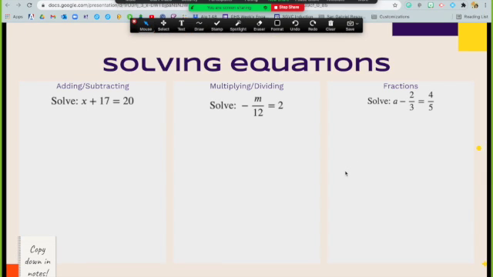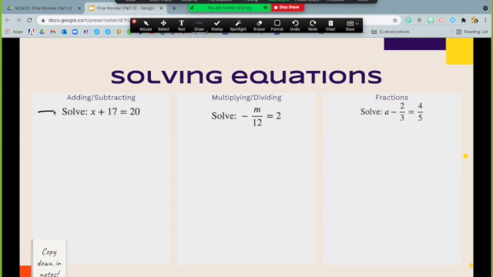And the last one is solving equations. We're asked to solve equations. So one of them is going to be adding or subtracting. The other one is multiplying or dividing. And the last one is solving equations that have fractions in them. So let's start off with the first one here. I'll give you a few minutes to try this out on your own.